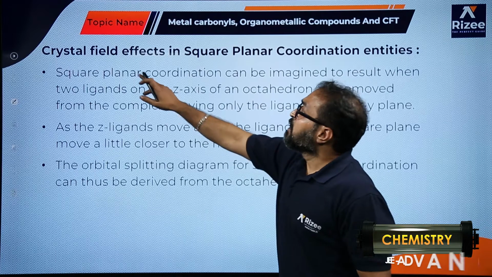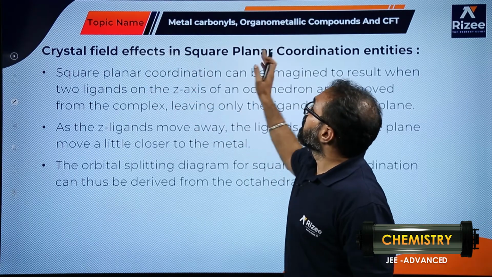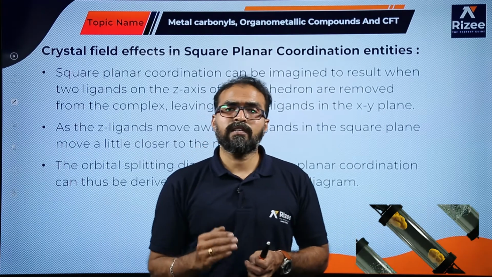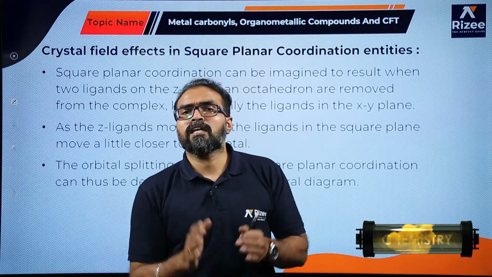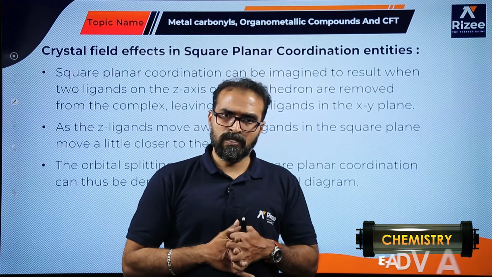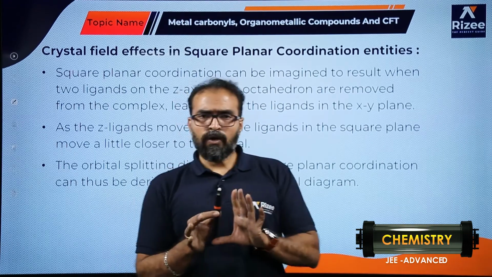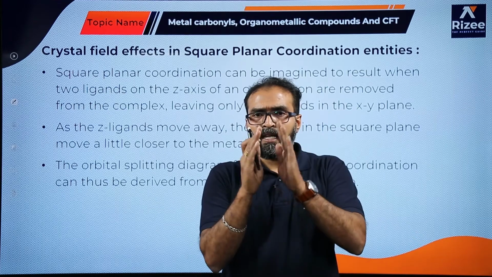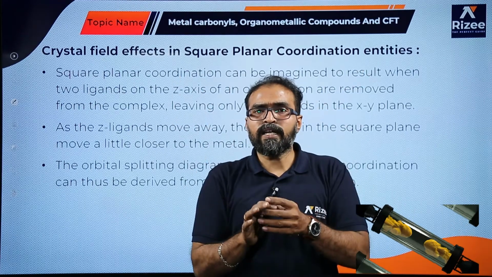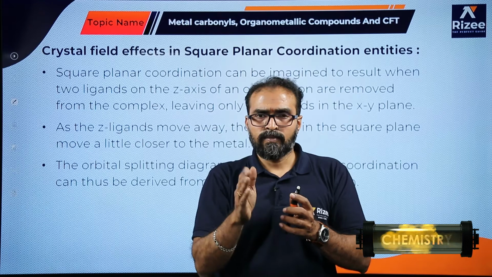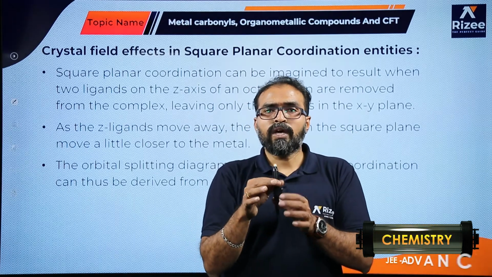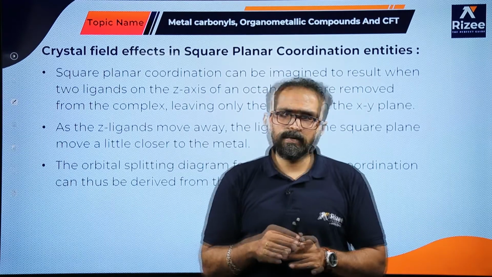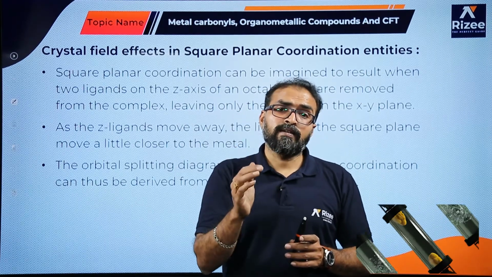Crystal field effect in a square planar coordination. Only in the advanced examination will we discuss crystal field splitting in square planar complexes. In mains it is not there. Now we take an octahedral complex. Imagine a metal is there and ligands are symmetrically placed. Now what are we doing? We are removing 2 ligands which are present along the z-axis. Then what will we get?